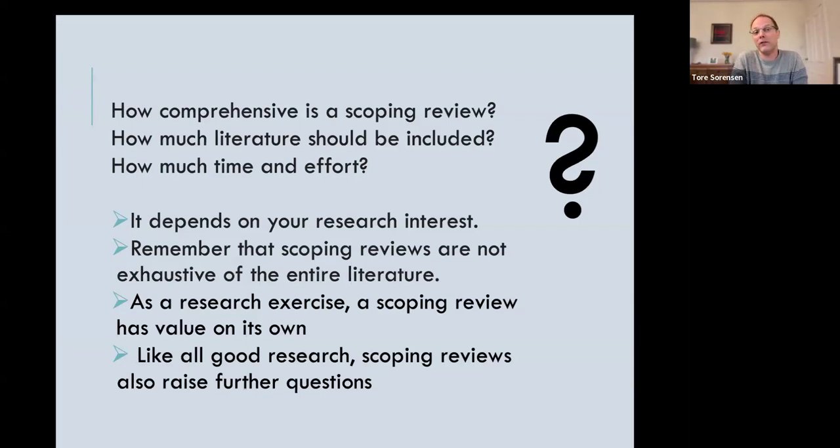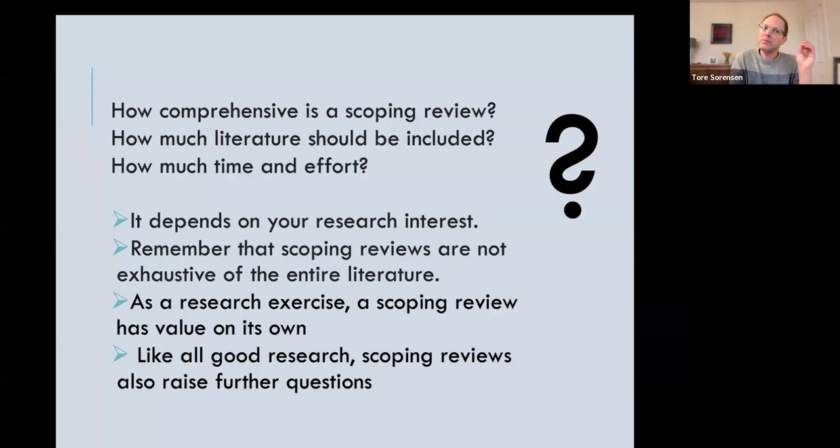But I've been involved in other scoping reviews that have taken only a few months with a much sharper focus. So it depends on how broad your research interest is. That's absolutely fundamental to keep in mind. And again, remember that scoping reviews are not trying to be exhaustive of the entire literature on a given topic. At the same time, I would argue that a scoping review has a value on its own.